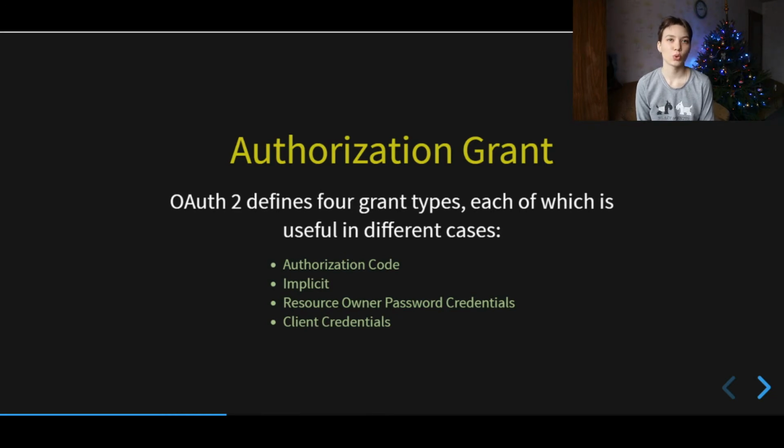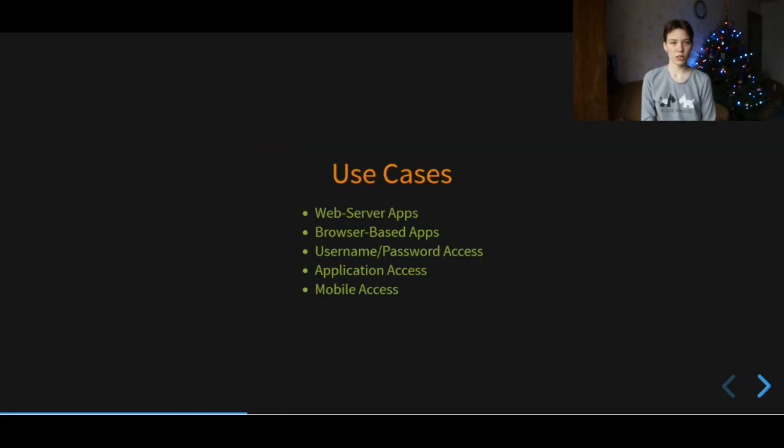Let's start to figure out authorization grant. OAuth 2 defines 4 grant types, each of which is useful in different cases. First, authorization code. Second, implicit. Third, resource owner password credentials, and the last, client credentials. Some use cases that we should know: web server apps, browser-based apps, username password access, application access, and mobile access.